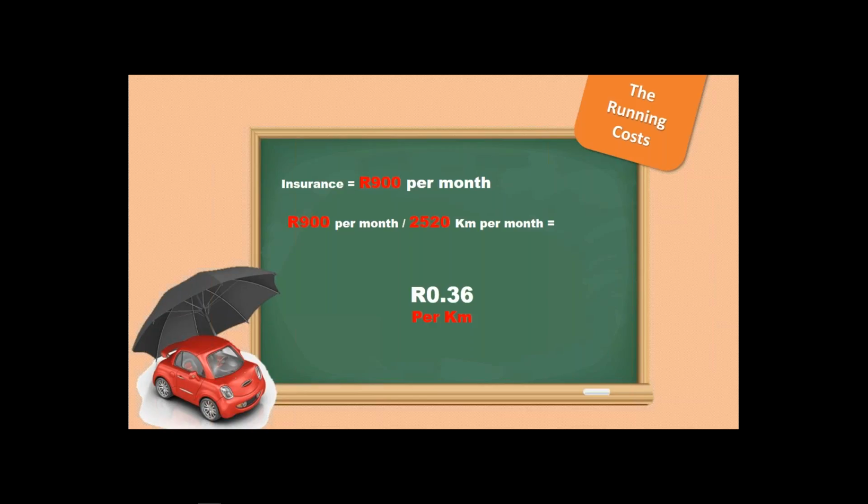But remember I said averages. On average, for this specific exercise, we've driven 2,520 kilometers, so we will use 2,520 kilometers as the basis. But even if we double that, your insurance is going to stay exactly the same. Isn't that so? But your cost per kilometer is going to change.